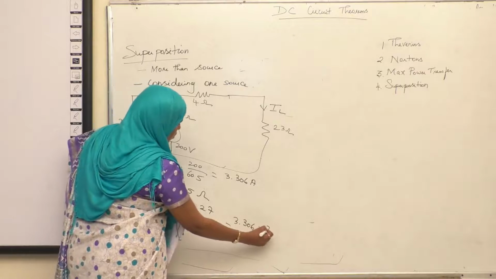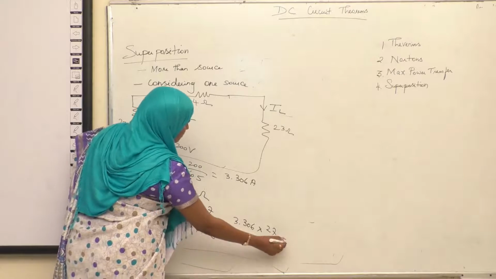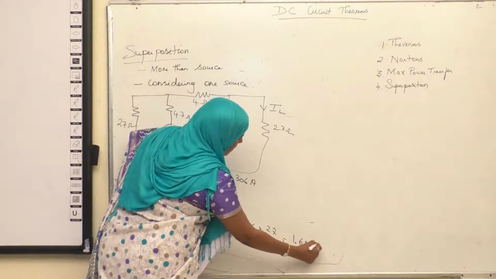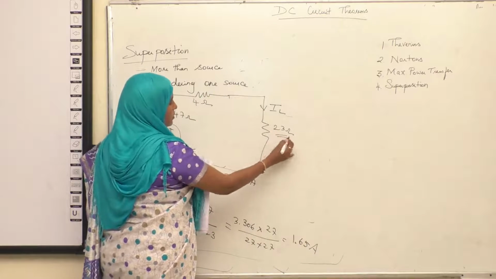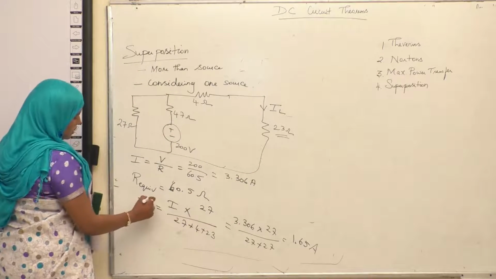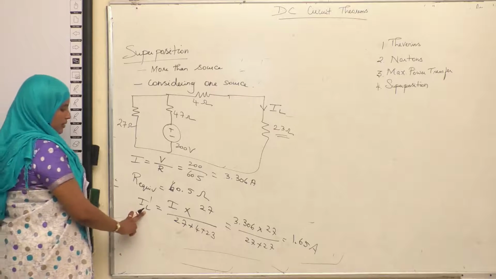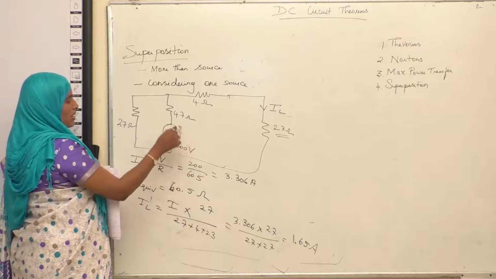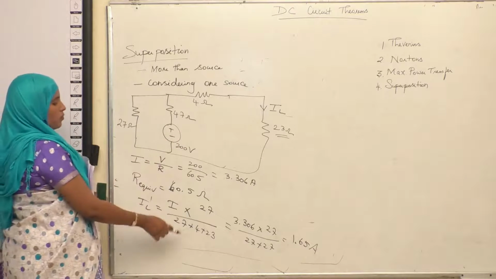3.306 into 27 by 27 plus 27. This gives you a value of 1.65 ampere. This is the current flowing through this particular resistance. So this is named as IL dash. That is the current through 23 ohm when you are considering only one source, that is here the voltage source 200 volt.